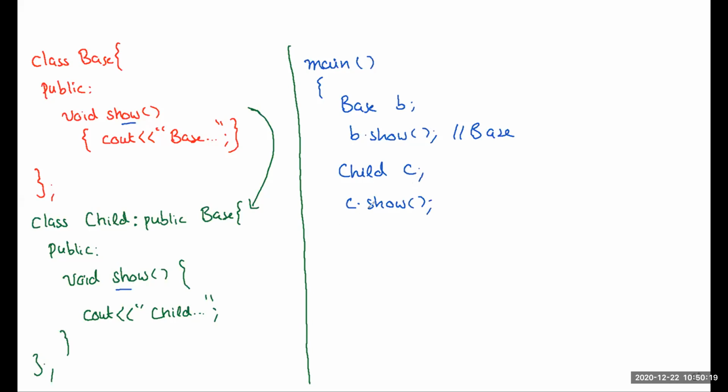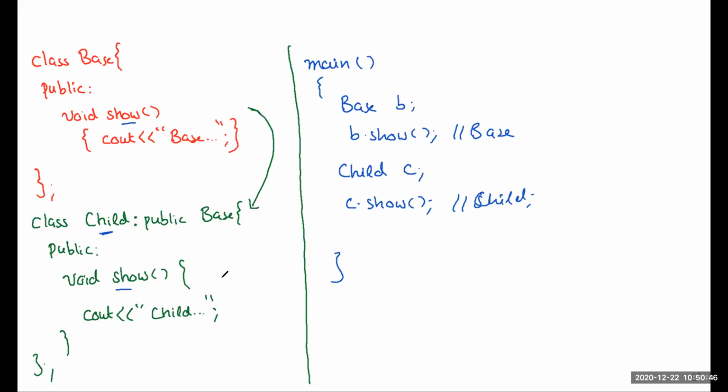So what will happen when you write C dot show? It will not call the show function of the parent class, it will call the show function of the child class. Why? Because you have done function overriding. When you override the function, this child class is saying to its parent, I don't need your show function. I will have my own show function, right? So the output in this case would be, sorry, child.